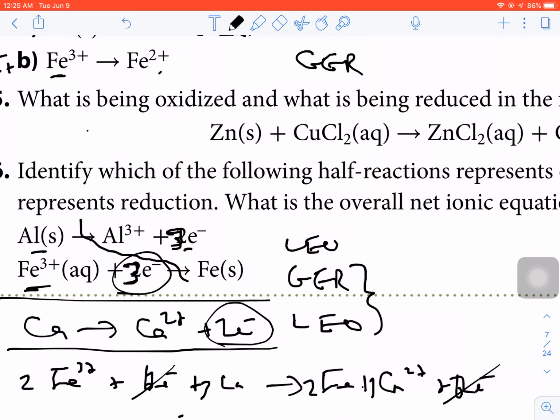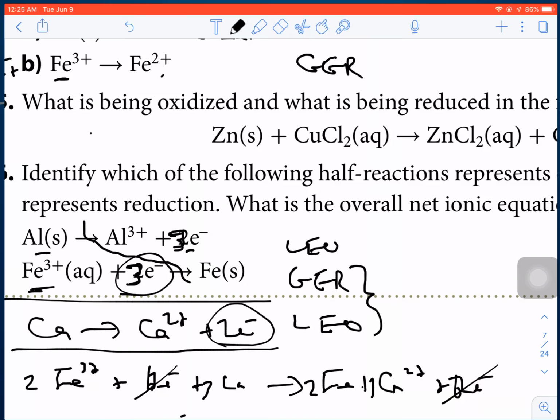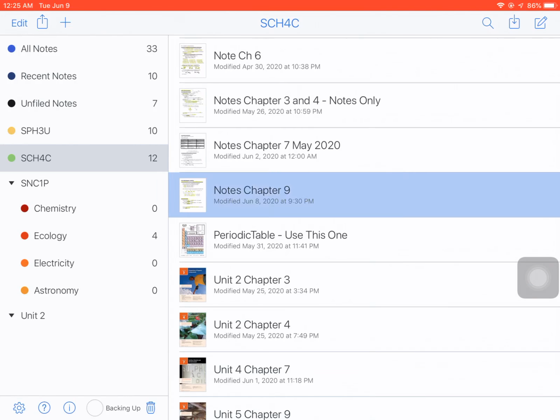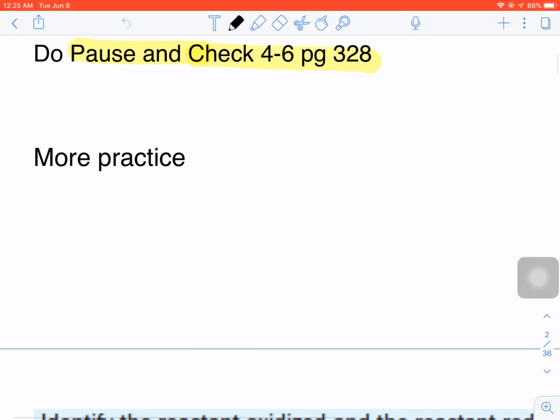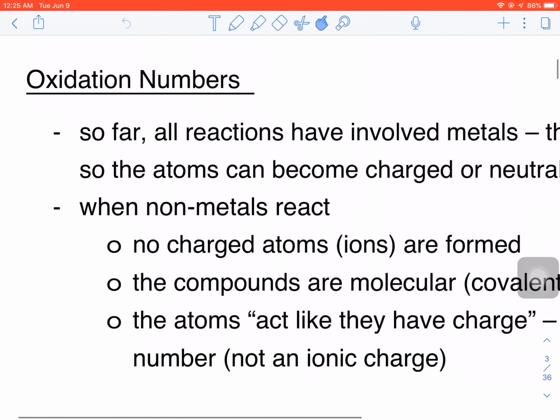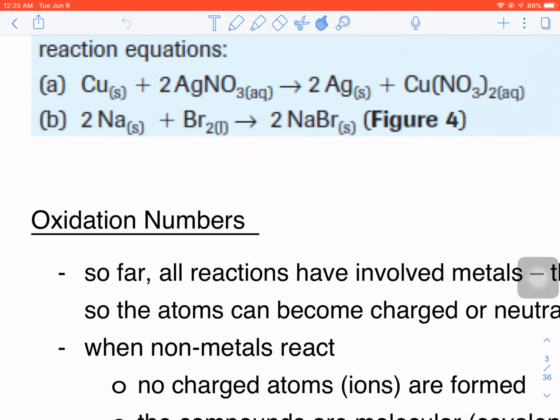Okay, I want to continue on into our note, to look at probably the most complicated thing in this section. Actually, I'm going to do one more question from yesterday before I move on. This question here, B, right here, it says 2 sodiums reacts with a bromine liquid to make 2 NaBrs.